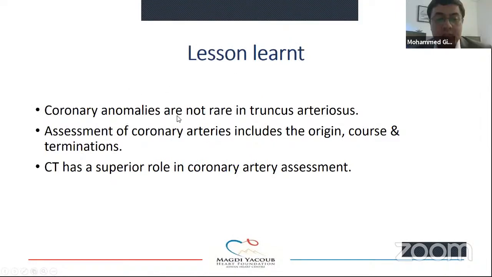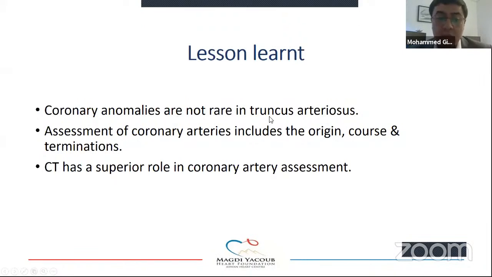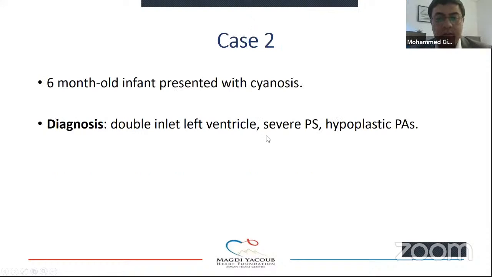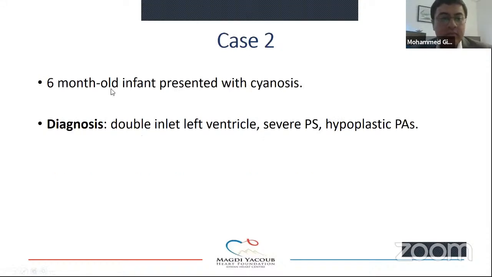Coronary artery anomalies are not rare in truncus arteriosus, and the assessment of coronary arteries includes the origin, the course, and termination. CT has a superior role in coronary artery assessment. Okay. Let's move to case two.